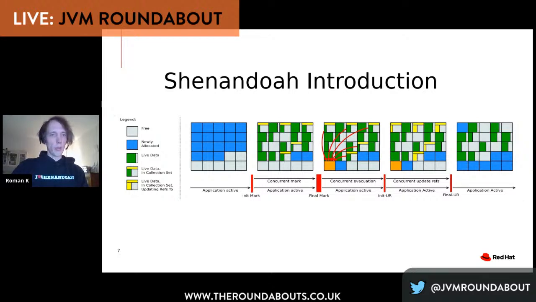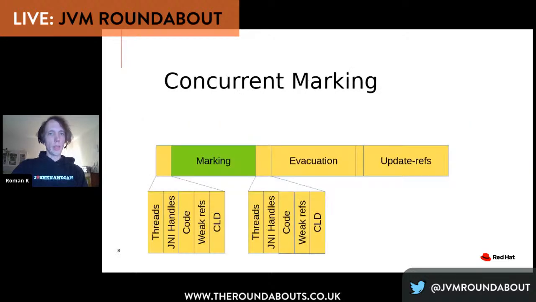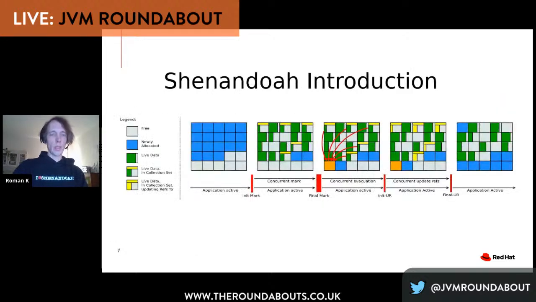The outcome is what you see here. The green ones here are live data. The yellow ones are regions which are selected for collection. So it's basically similar to what G1 does. It picks regions which have little live data and lots of garbage and selects them for further collection later.